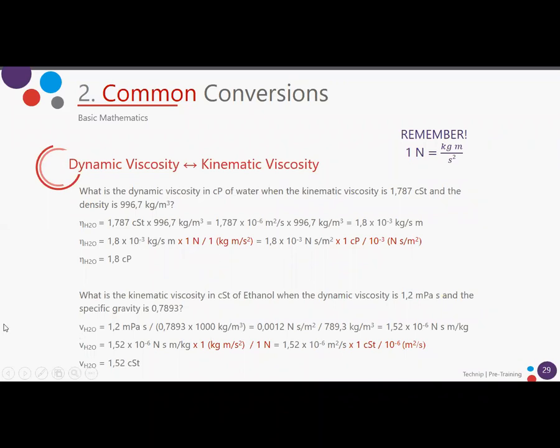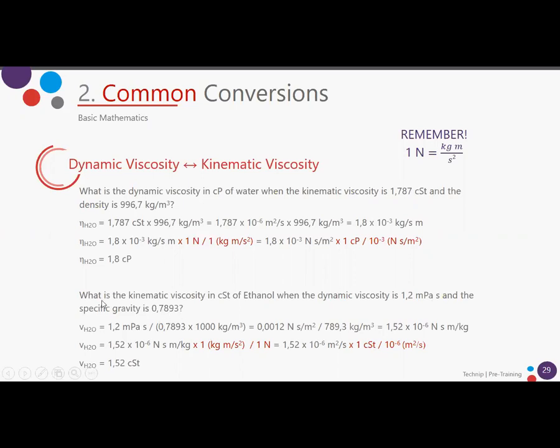Okay, and then let's do it the other way around. I have the dynamic viscosity and want to find the kinematic viscosity in centistokes of ethanol. What is the kinematic viscosity in centistokes of ethanol when the dynamic viscosity is 1.2 millipascal seconds and the specific gravity is 0.7893?